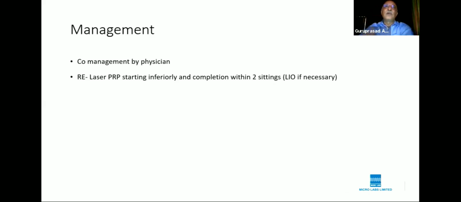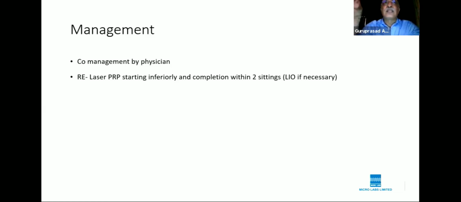Right eye, I will treat with laser PRP, starting inferiorly, because I think it's very obvious, everyone knows the answer. Already there is high risk PDR, meaning that is high risk for bleeding, and therefore, if you start the laser superiorly or elsewhere, and if the patient bleeds between sessions, you will not be able to treat the inferior retina, and therefore you start off inferiorly, so that even if he bleeds, you have the superior retina visible for you to laser. So starting inferiorly and completion within 2 sittings, use LIO if necessary for the far periphery.